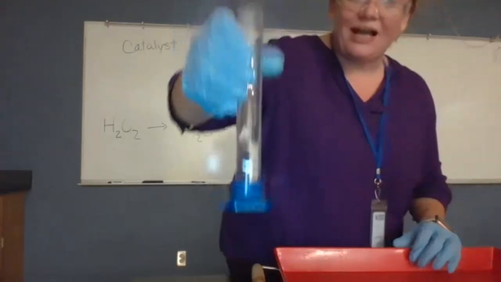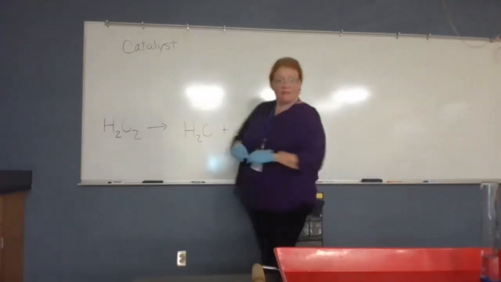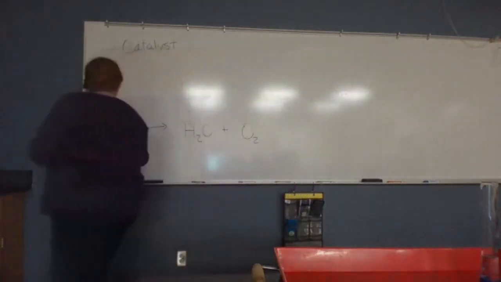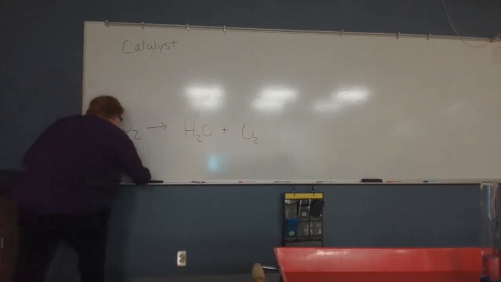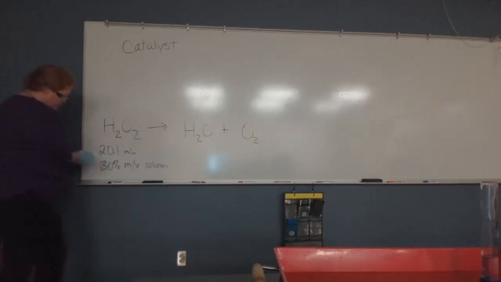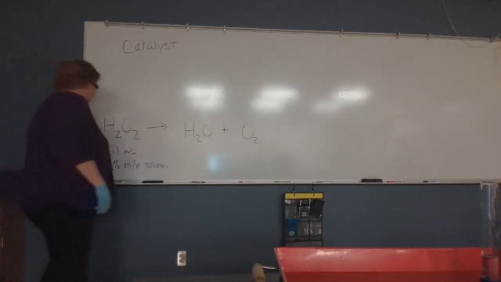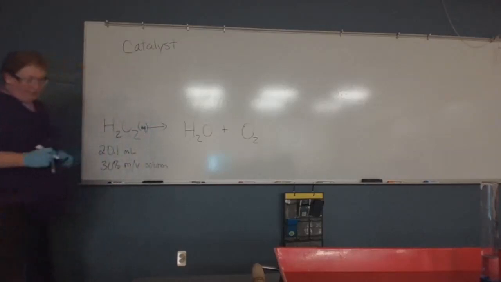So I have peroxide measured. I actually have 20.1 milliliters measured. That may be a question that you have to answer. I have 20.1 milliliters of 30% mass by volume peroxide solution. That may or may not be something you need to answer a question about. And it is indeed a solution in water, so it's aqueous.